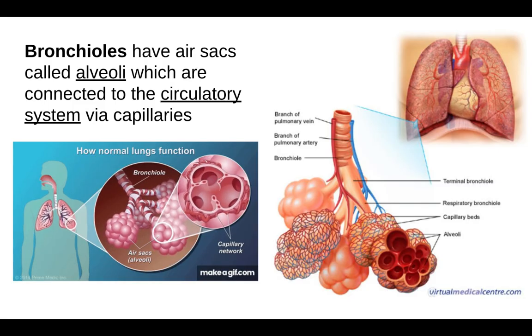Now your bronchioles have air sacs called alveoli. Those are the bulb-like protrusions where a lot of the gas exchange is occurring, supplying oxygen to your surrounding tissue. As we take a look at that over the next couple of days, that's what we're leading into.